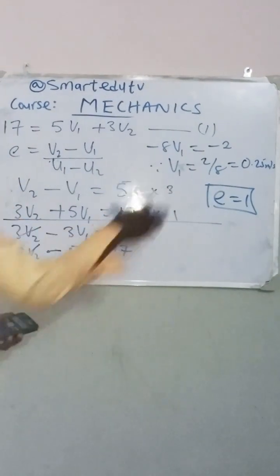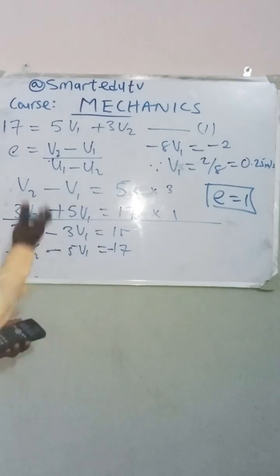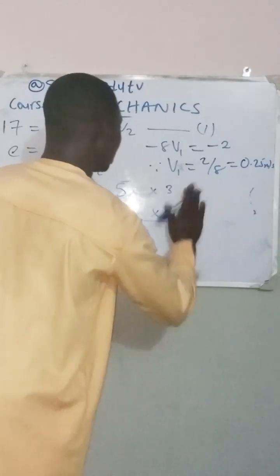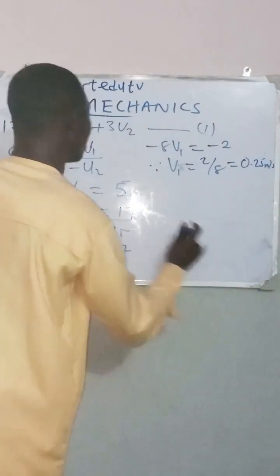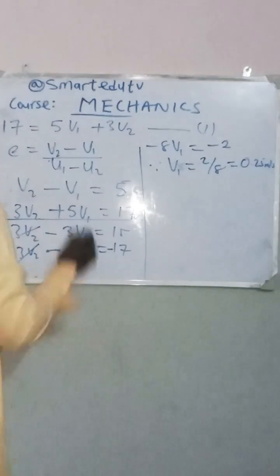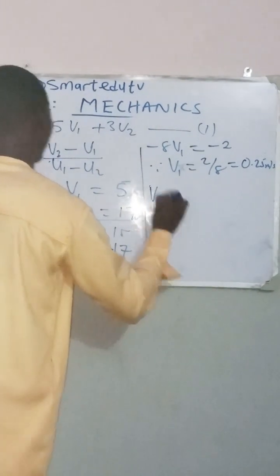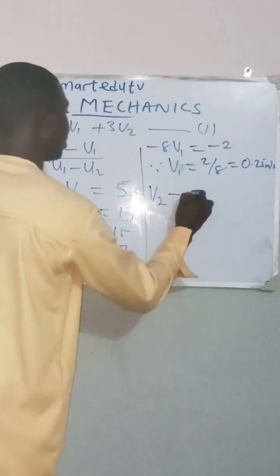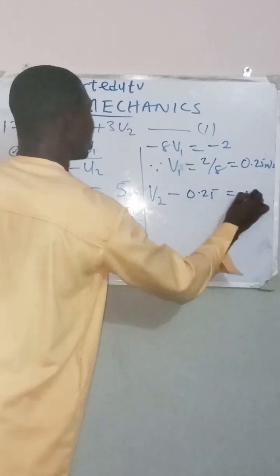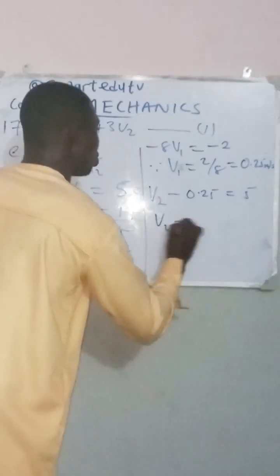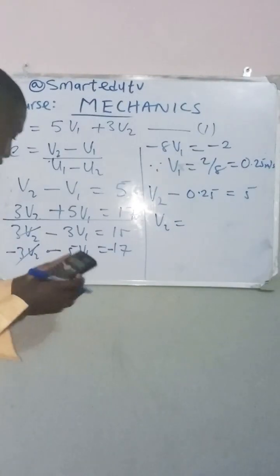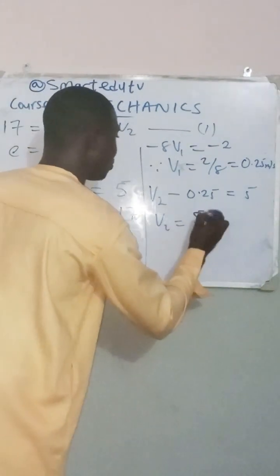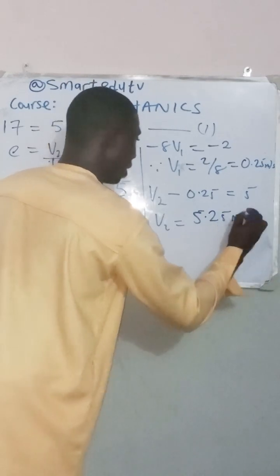Since I've gotten the value of V1, I can substitute in any of the equations so that I can get V2. From equation 1, I can have V2 minus V1, my V1 is 0.25, equals 5. So that V2 equals 5 plus 0.25. If you add 5 to that, we are going to have our V2 to be 5.25 meters per second.